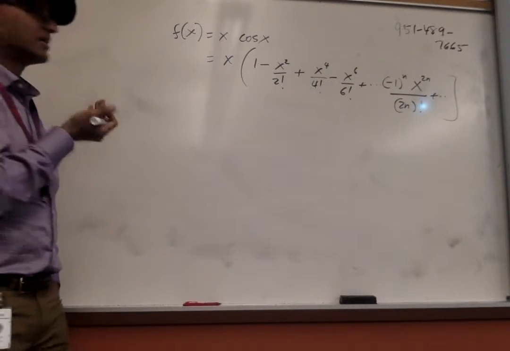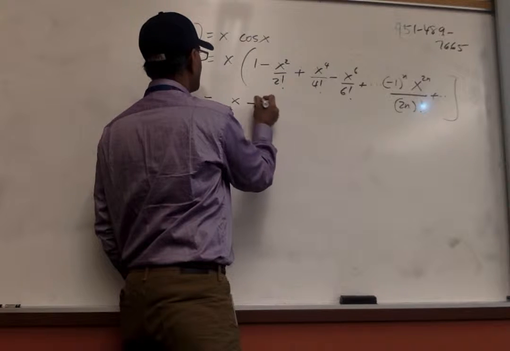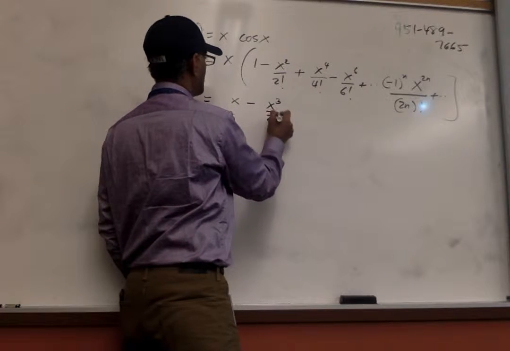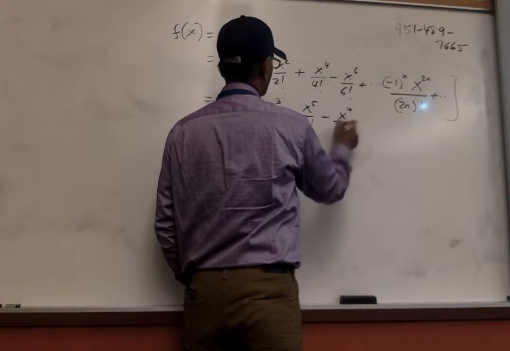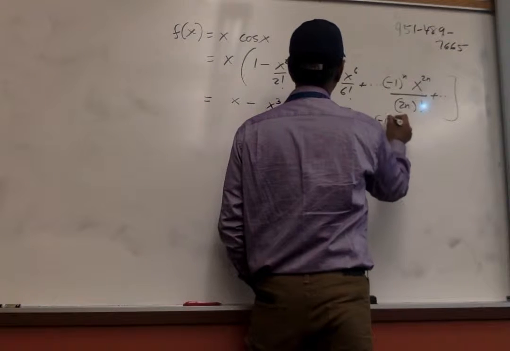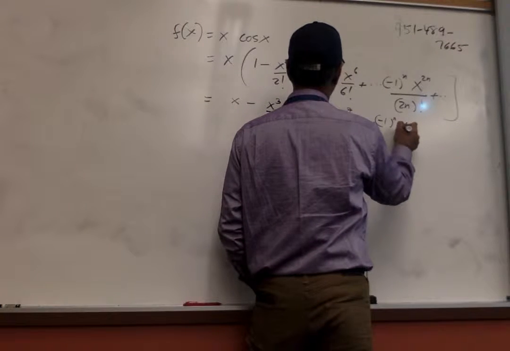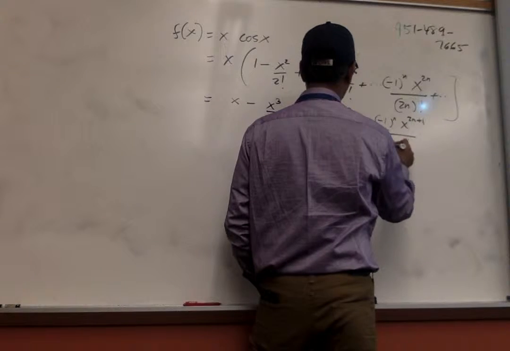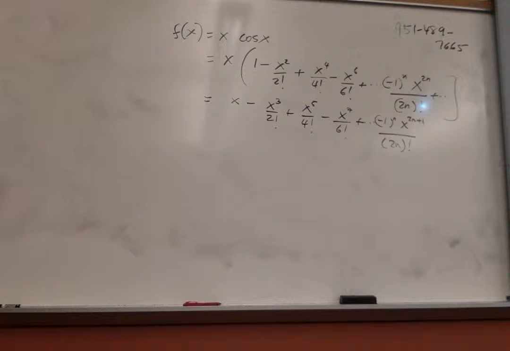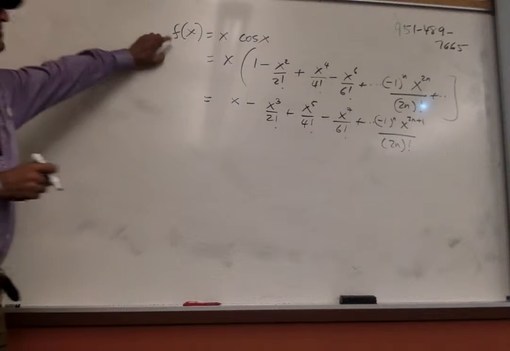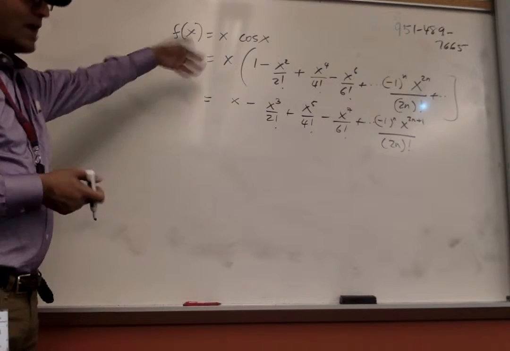Can I just multiply by x? Which is x minus x cubed over 2 factorial plus x to the 5 over 4 factorial minus, plus dot dot dot, negative 1 to the power of n x to the power of 2n plus 1 over 2n factorial. Before you finish, read the question. Have you answered the question? Thank you. Ms. Jung, who's reading the question, understands what's going on. That was just f of x. Please understand that. Yes, the left-hand side was f of x. Now I'm coming to the right-hand side.